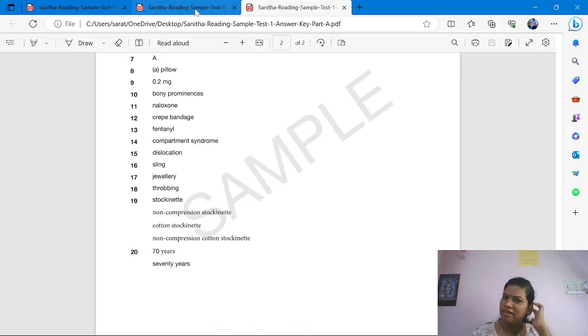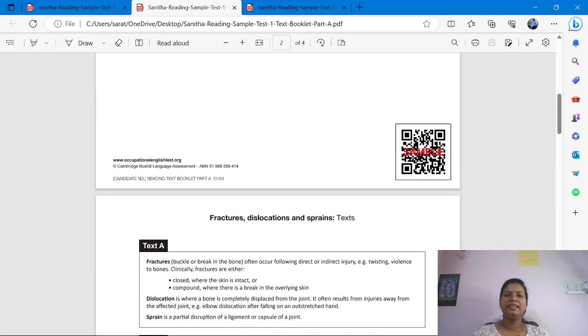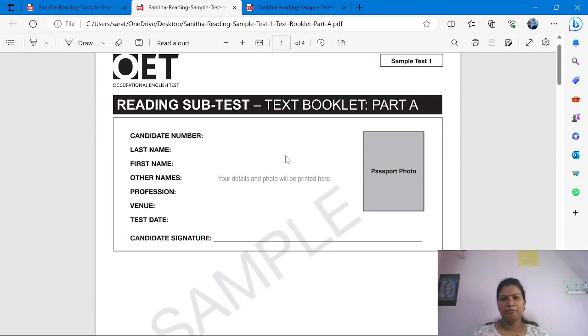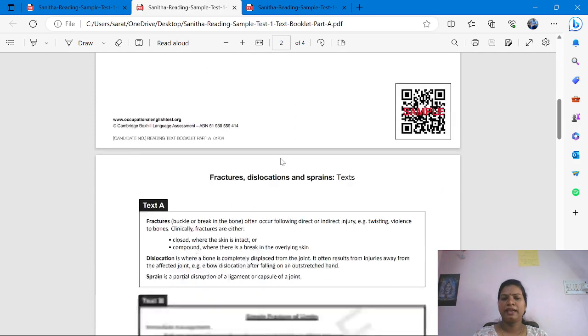Let's begin. Now we are going to start the reading, OET reading subtest part A. This is the OET reading part A question booklet. I have taken this from the official Occupational English Test website, www.occupationalenglishtest.org. Please try to practice the official OET reading part A from the official website. You will get an overall idea about the question booklet, and you will get almost the same questions.